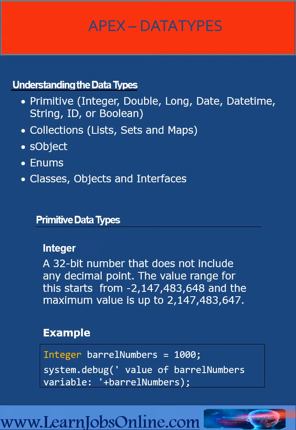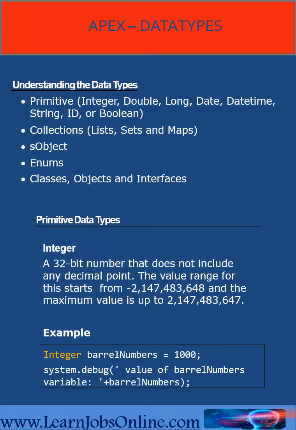In this section, however, we will look at all the primitive data types, SObjects or Salesforce objects, and enums. We'll be looking at collections, classes, objects, and interfaces in future subjects. So let's look at primitive data types. The first one is integer.